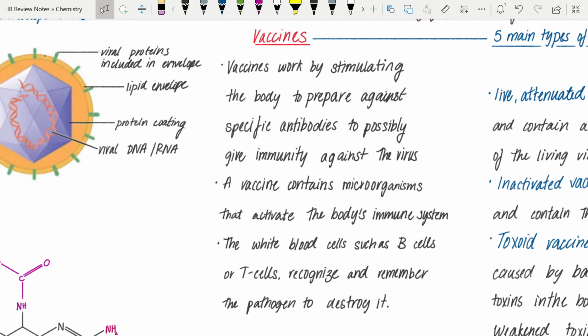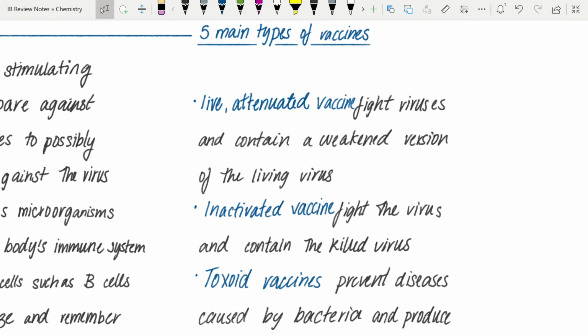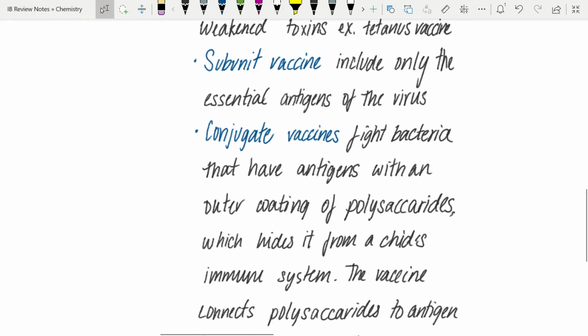A vaccine contains microorganisms that activate the body's immune system. The white blood cells, such as B cells, T cells, or antigen-presenting cells (APC), recognize, destroy, and remember the pathogen. So if you do encounter the virus later in your life, your body can fight it off a lot easier because it produces memory B cells to fight off the virus a lot quicker. If you look at the five main types of vaccines, you have live attenuated virus, inactivated virus, toxoid vaccine, subunit vaccine, and conjugate vaccine.